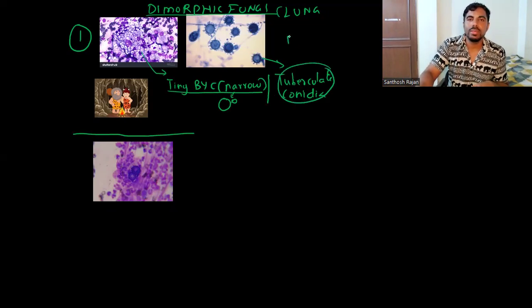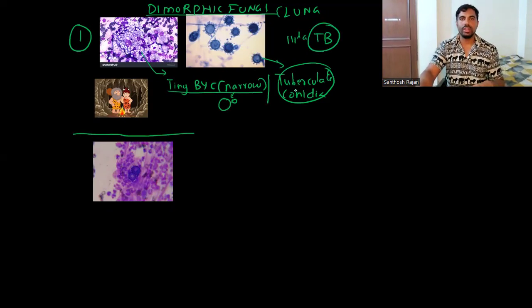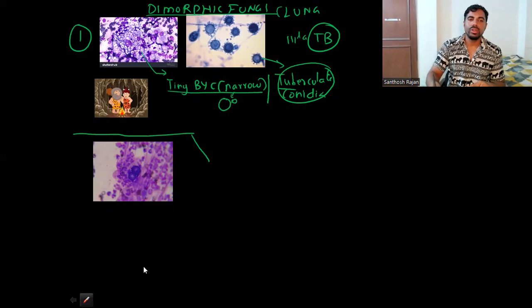And this disease is similar to TB. This is the exam. You'll get a question like this. Similar to TB, tuberculate conidia also TB-like, and this TB, tiny budding. So which is the organism they will ask? So what are you going to answer? If you're going to say it is histoplasmosis, you got it right. Histoplasmosis.